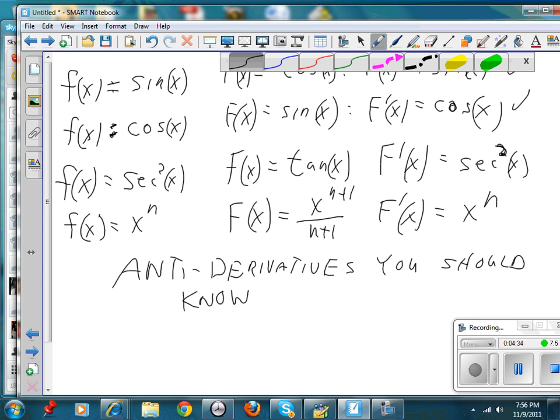Just like there are derivatives you should know. You should know how to take the derivative of the sine, cosine, and tangent, and the power rule. And that's pretty good right now. We do a lot with that. And also, you need to know the antiderivative of all these guys right here.